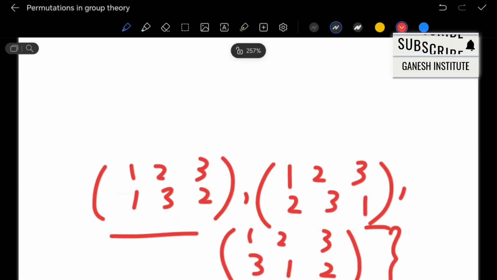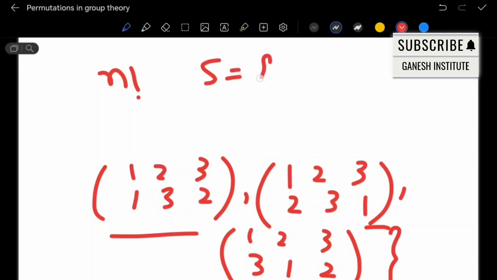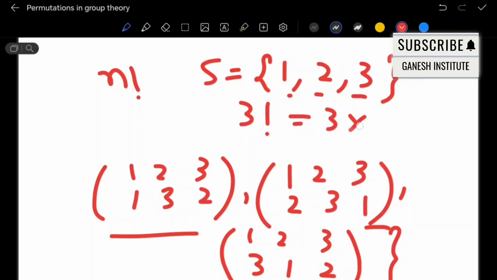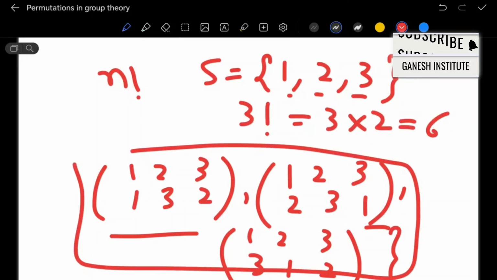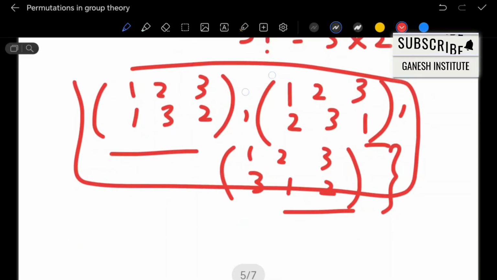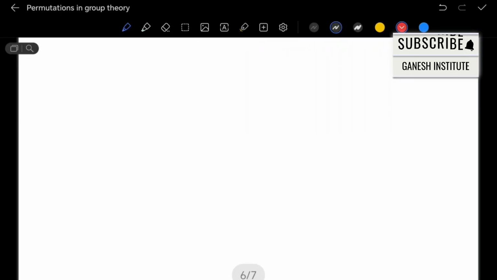So 6 elements. Whenever you have n elements in a set, the number of permutations in the symmetric group is n factorial. You have 1, 2, 3 as elements, so 3 factorial. 3 factorial means 3 times 2 times 1, which is 6. And you can see 6 elements are there. This is how you can find the permutation group.